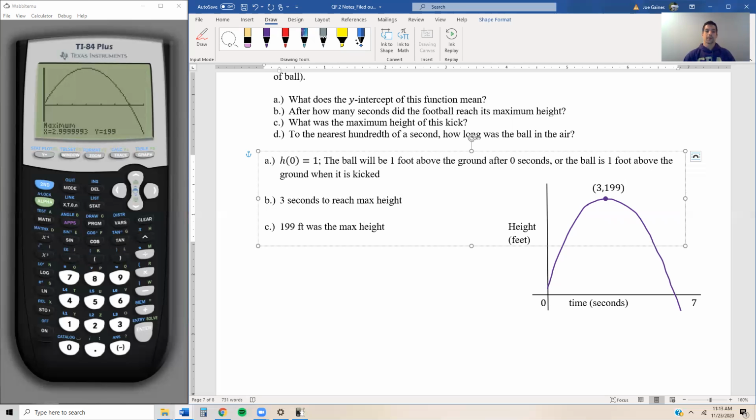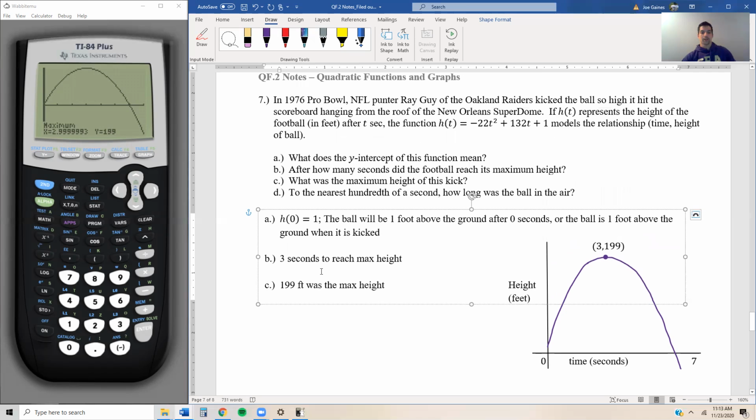Now, if you did this algebraically, you'd use the equation h equals negative b over 2a to find the seconds that it takes to get to max height. Then you take that value, 3, and substitute it into the equation to find the max height.